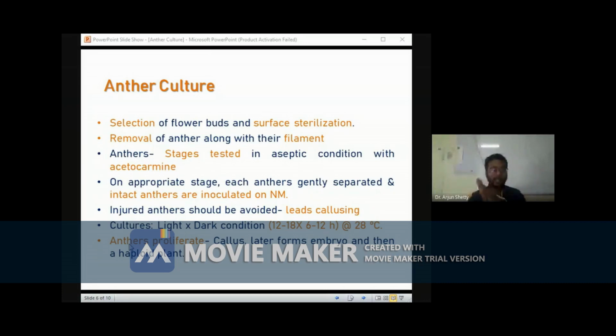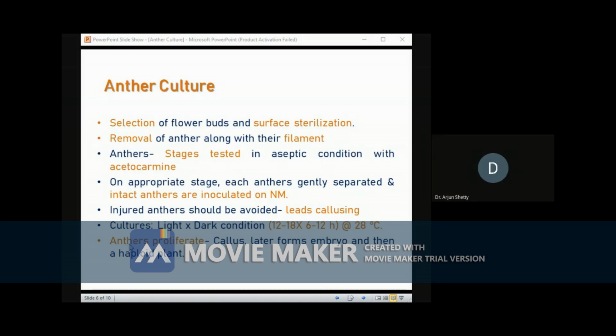The point is that we can directly go for inoculation of anthers, but the rate or frequency of success is very low if we culture anthers randomly without studying what meiotic stage of the anther is required for culturing.